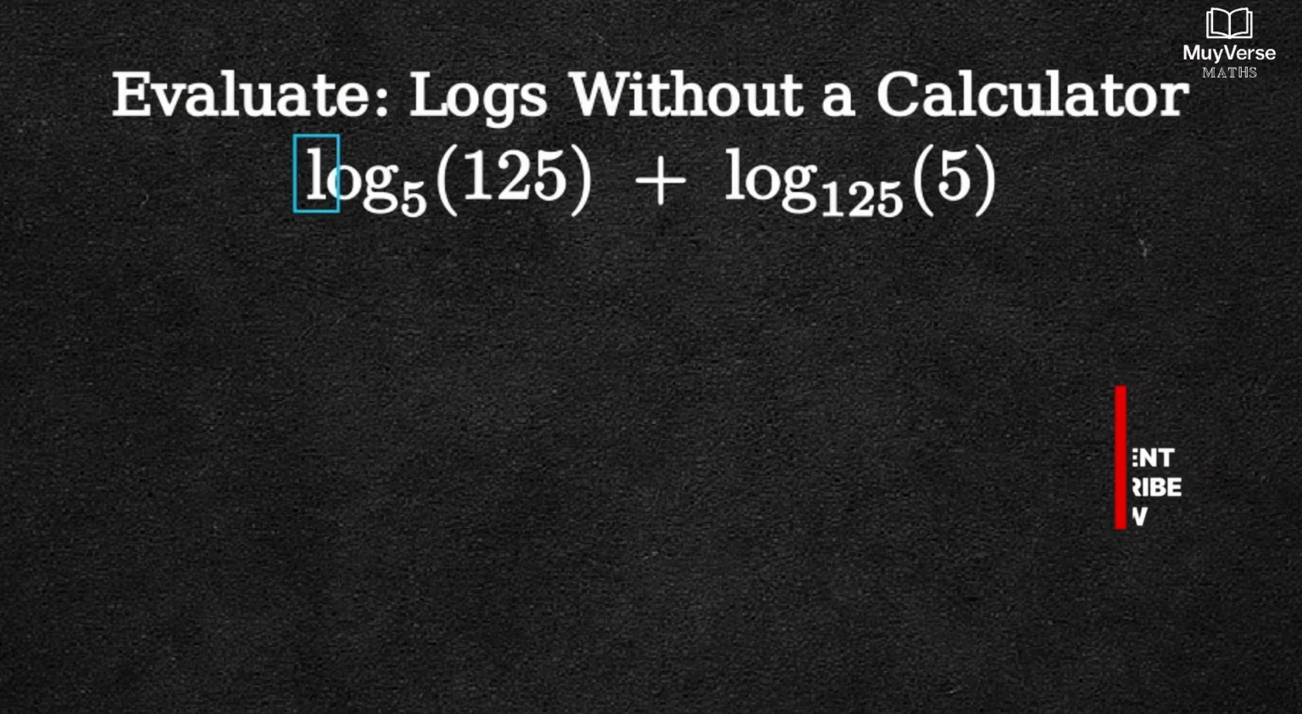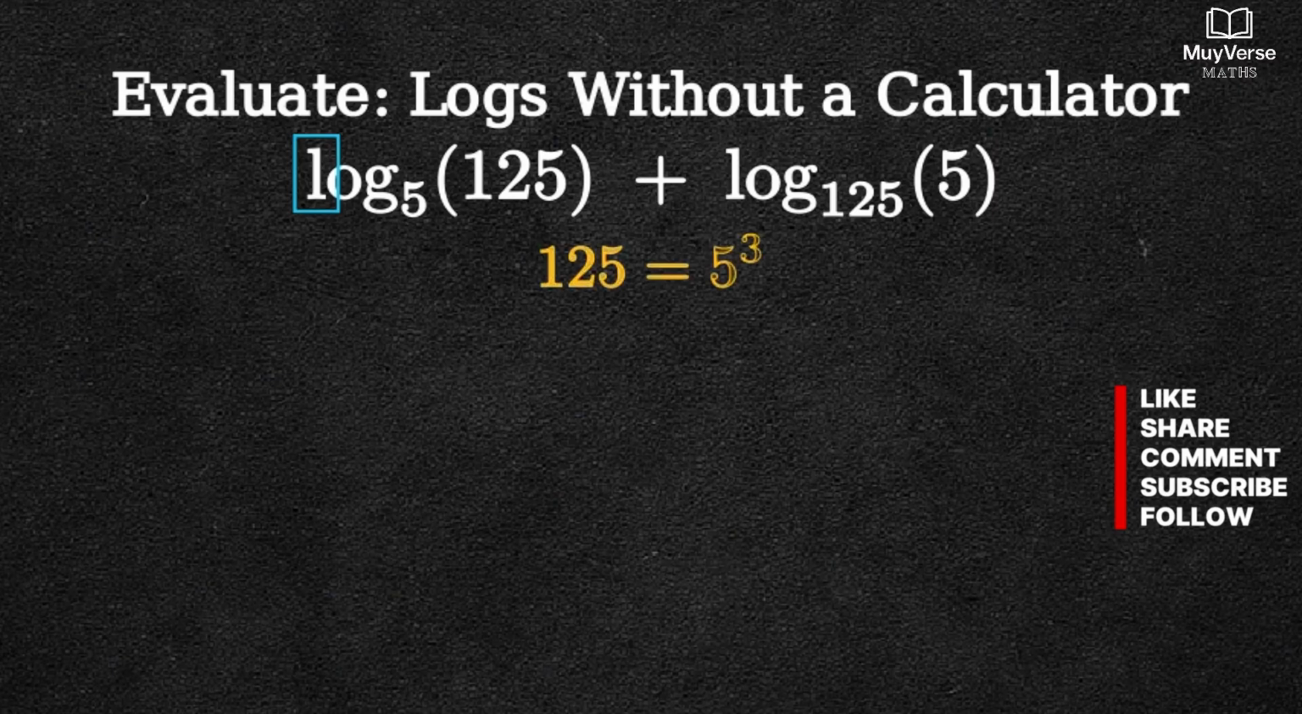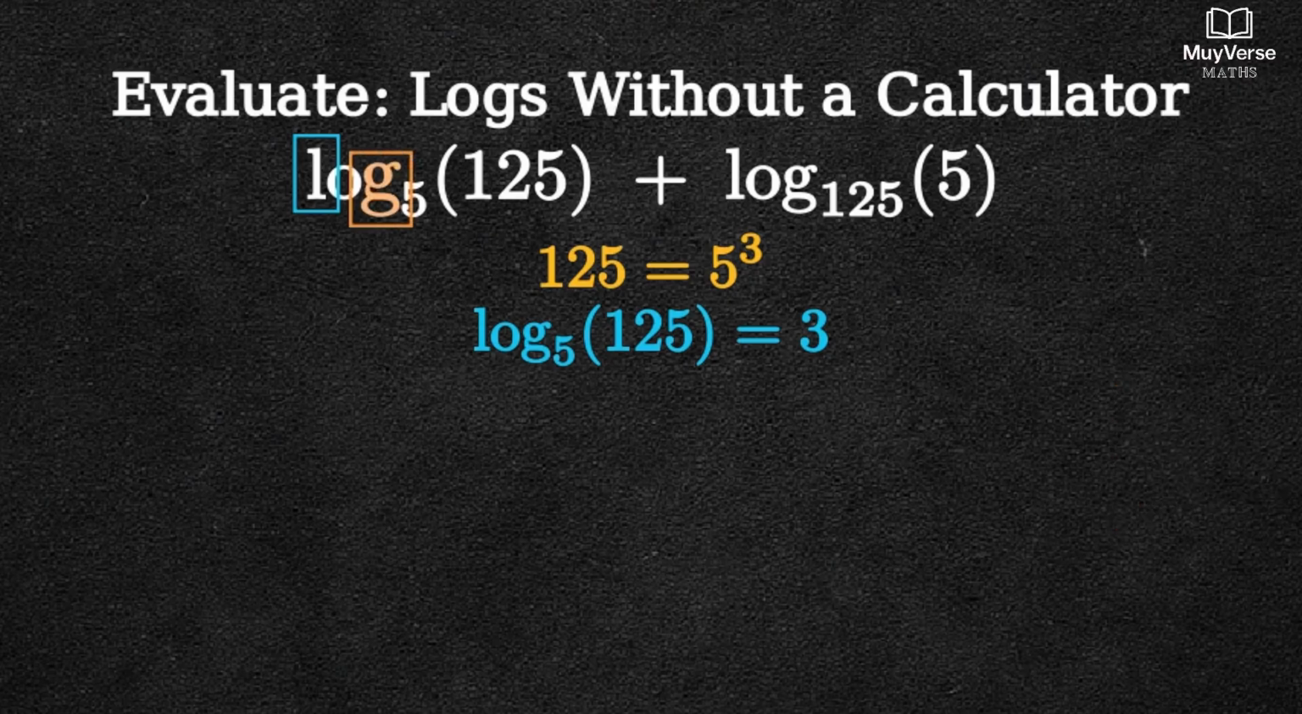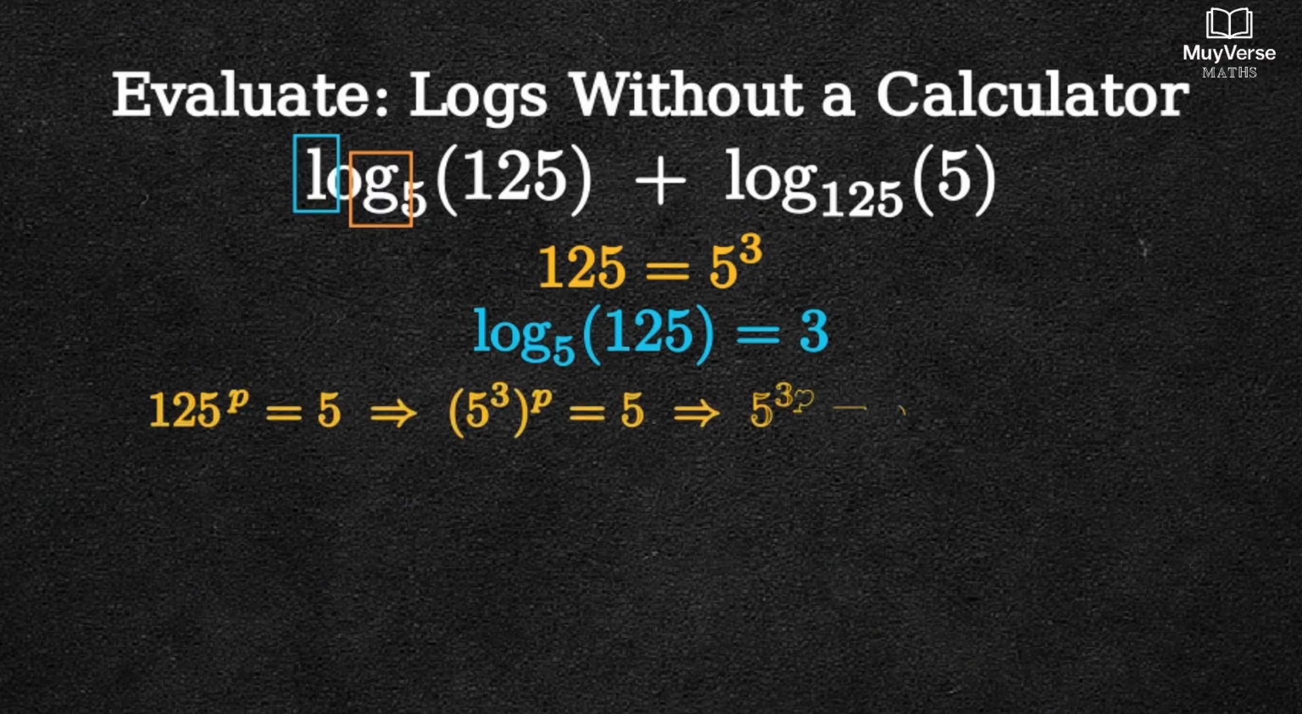This asks, to what power should we raise 5 to get 125? Since 125 equals 5 cubed, log base 5 of 125 equals 3. Step 2. Evaluate the second term, log base 125 of 5. We want the power p so that 125 to the p equals 5. Because 125 is 5 cubed, p must be 1/3. So log base 125 of 5 equals 1/3.